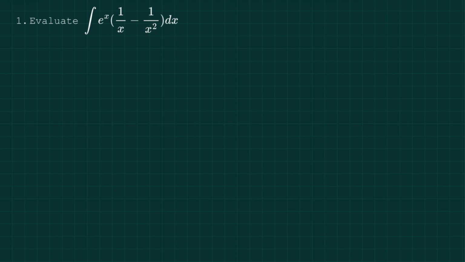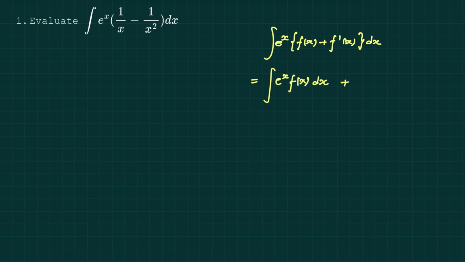So before doing question number 1, there's one type of integral where the function is e to the power x into f of x plus f dash of x dx. If I integrate this function with respect to x, then let us see what will happen here. First let us open this bracket, then we will have integration of e to the power x f of x dx plus integration of e to the power x f dash of x dx.